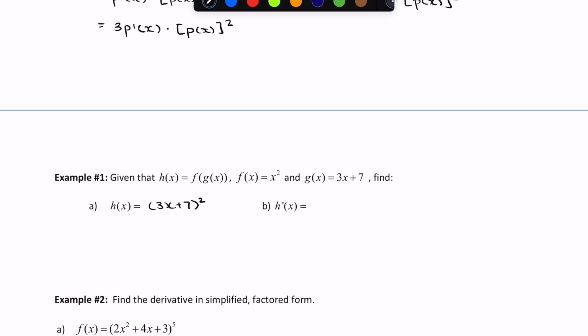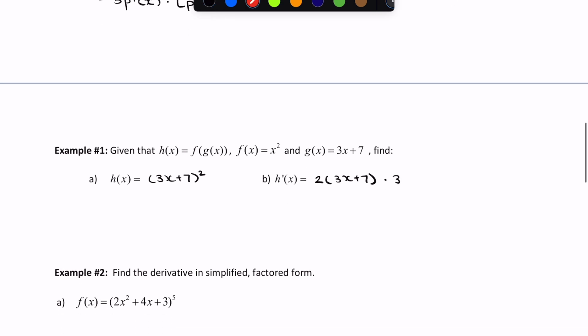And h prime of x, again, we're going to do the derivative of the outside, which is 2 times (3x plus 7). So we're going to bring the 2 down, right? Keep whatever's on the inside of 3x plus 7. And we're going to multiply that by the derivative of the inside of 3x plus 7, which is 3.